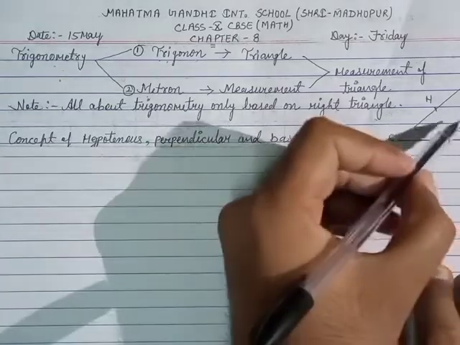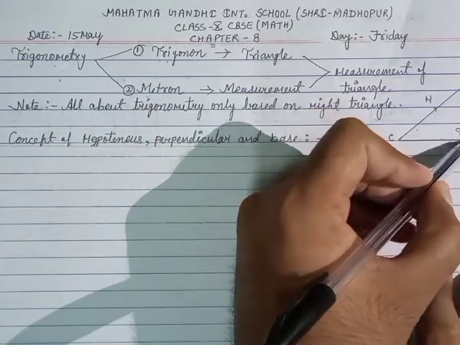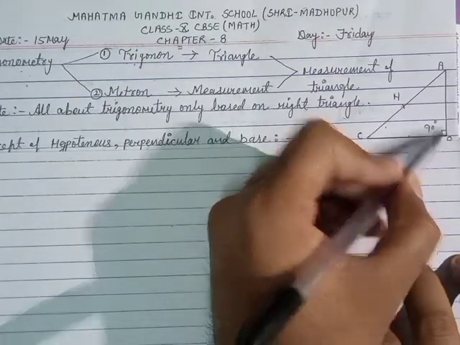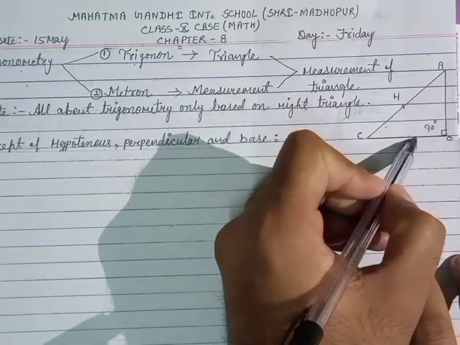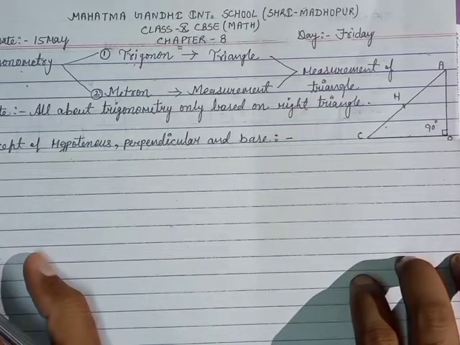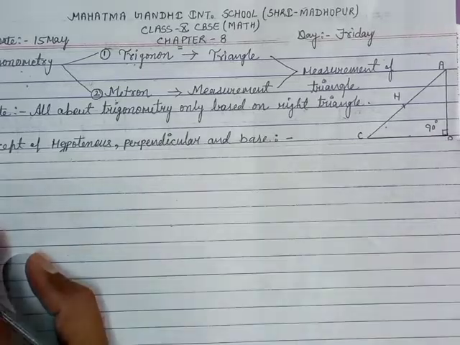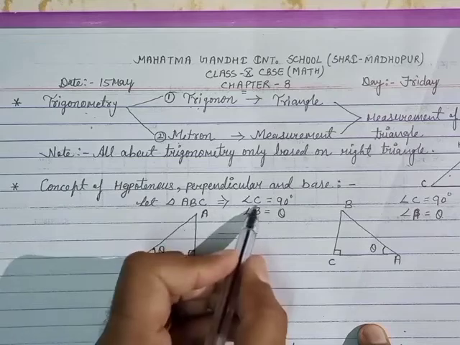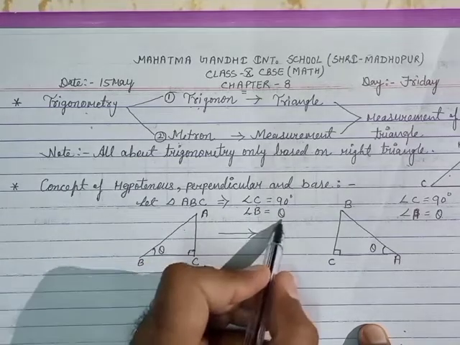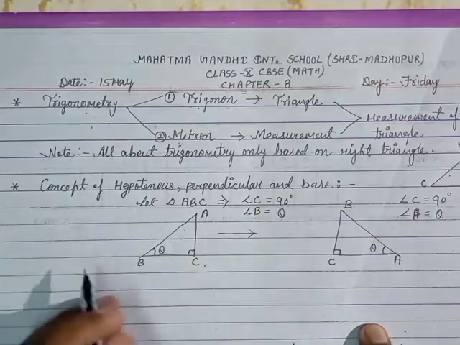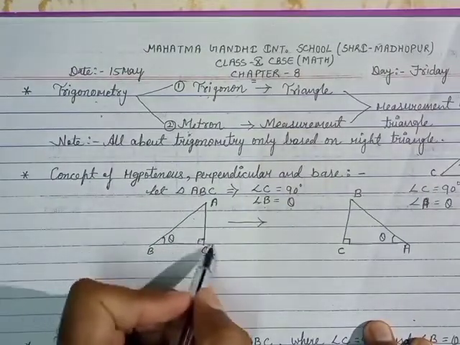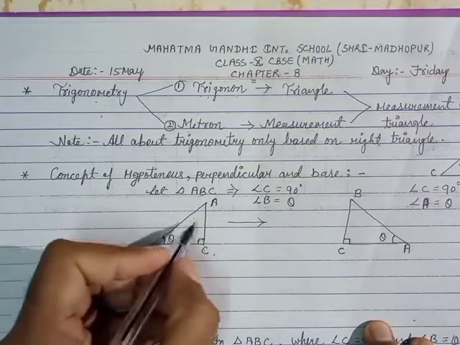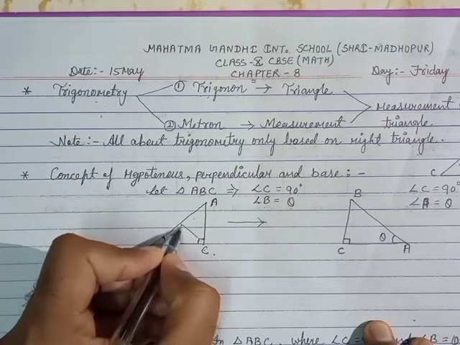As you know, the hypotenuse is the side opposite to the 90 degree angle. Is that clear? But we are confused about the perpendicular and base. Let me take triangle ABC in which angle C is 90 degrees and theta is at angle B. Now the hypotenuse will be the side opposite to the 90 degree.